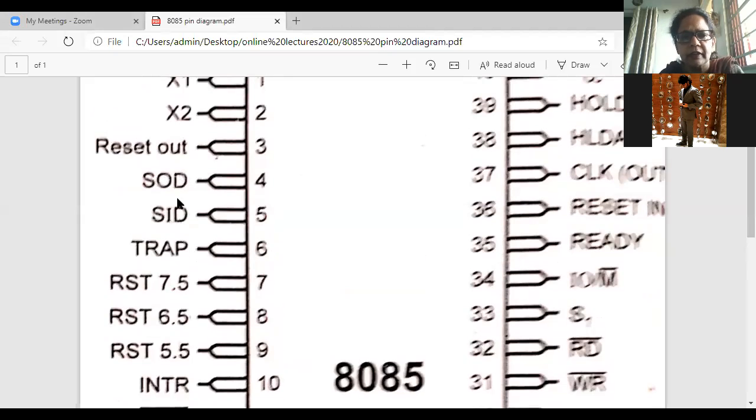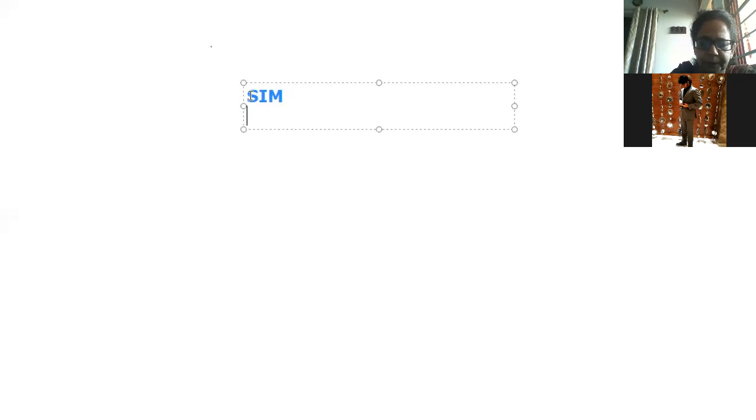One is sending data on this particular pin, and the second is that you can mask one or all of the 3 interrupts through this instruction. So the SIM instruction, the name itself is set interrupt mask. Now I had sent you the instruction format of the SIM instruction. Accumulator contents are used for this particular purpose.